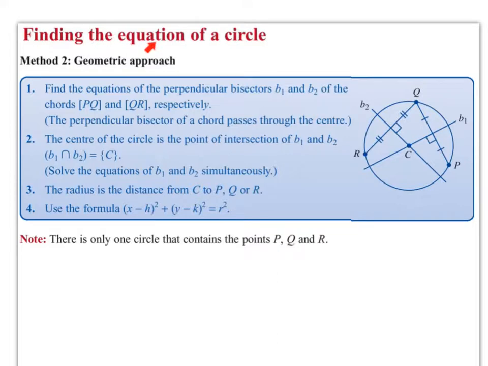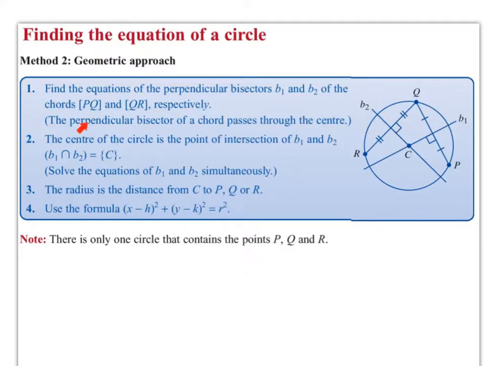Method 2, geometric approach. Step 1, find equations of the perpendicular bisectors B1 and B2 of the chords PQ and QR respectively. The perpendicular bisector of a chord passes through the centre. So let's start with PQ. This is the line PQ. So B1 is its perpendicular bisector. It cuts it in half and at a right angle. Then we have the chord QR, and its perpendicular bisector is B2, and again it cuts it in half at a right angle. And the perpendicular bisectors pass through the centre.